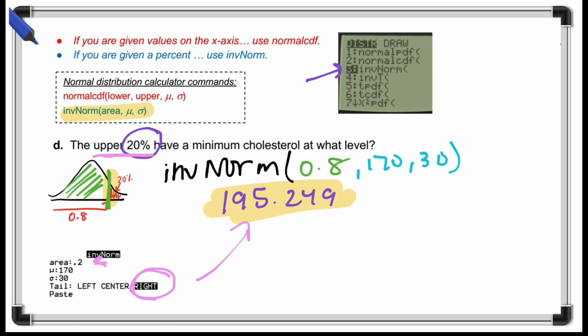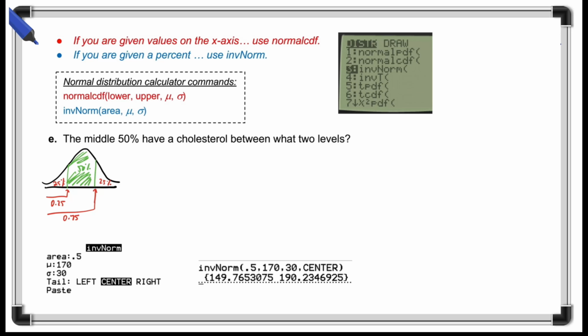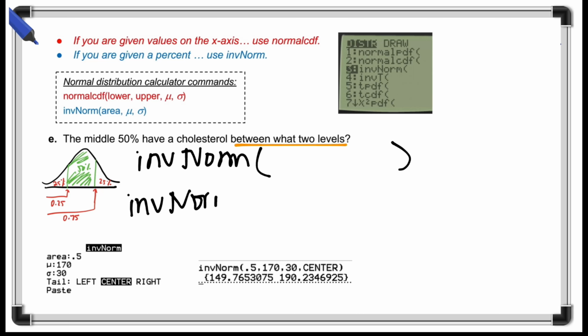And the answer that you would get would be the same answer as what we just found. In this question, we are looking at the middle 50%, and it is between two specific levels. So what we're going to have to do is just do inverse norm twice. Now, again, if you are not able to choose, you're just going to do these two numbers so you can get all your information. Now, you're going to have to do that lower area, right?